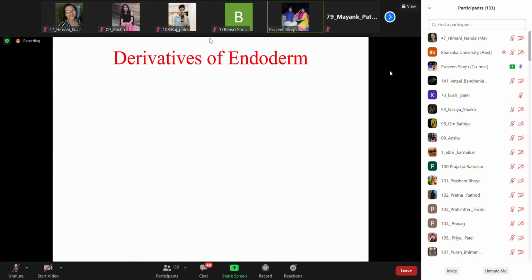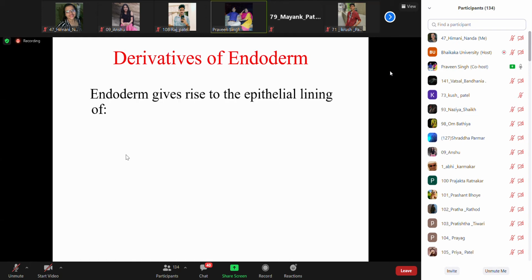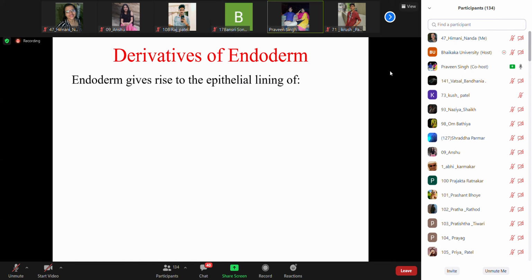Derivatives of endoderm. If we see, endoderm gives rise to the epithelial lining of trachea, bronchi, lungs. Endoderm gives rise to the epithelial lining of GIT also. This you have to understand.